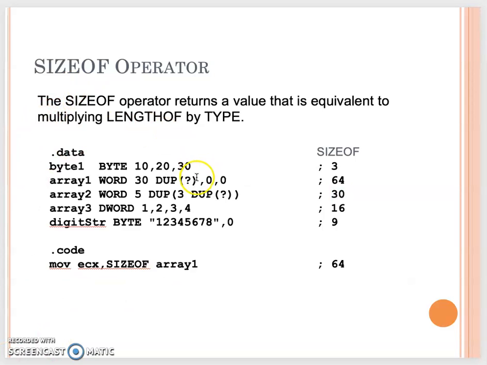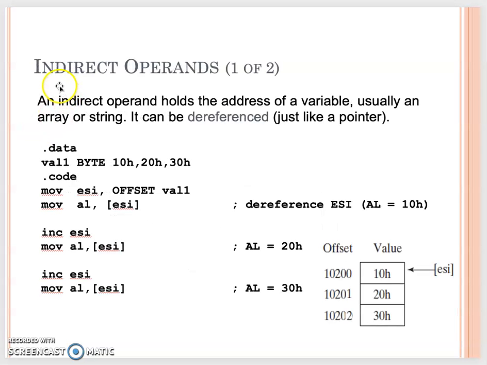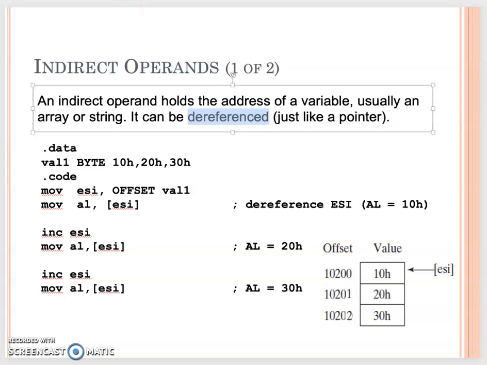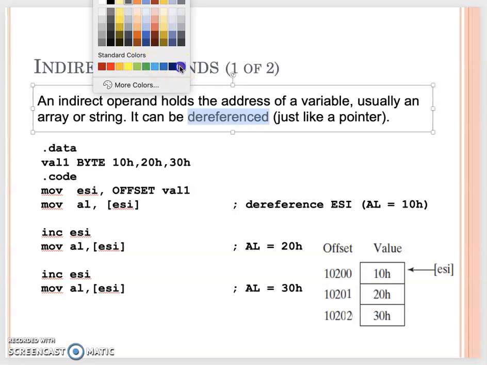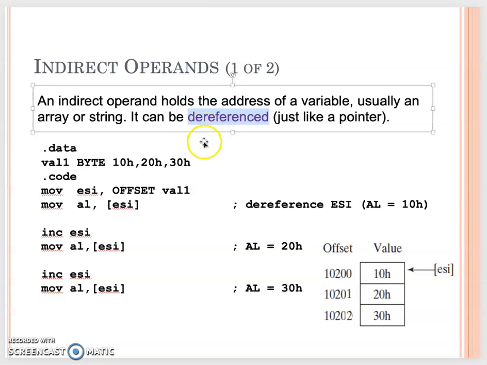Those operators are very important when we're moving forward to the next topic. We talk about the indirect operand, and we will also calculate the sum of the array, where we will use all of that. So an indirect operand means it holds the address of a variable, usually an array or a string. It can be the reference to access the data. So what is the indirect operand?